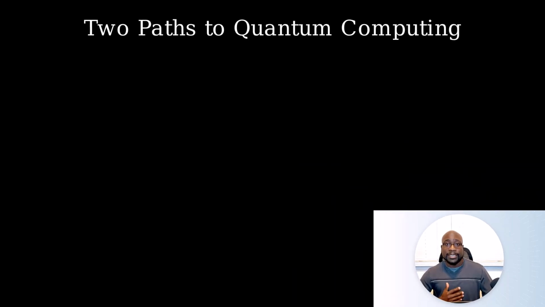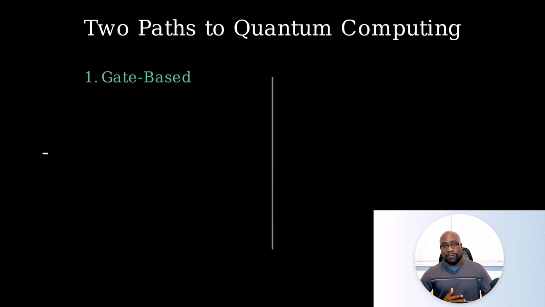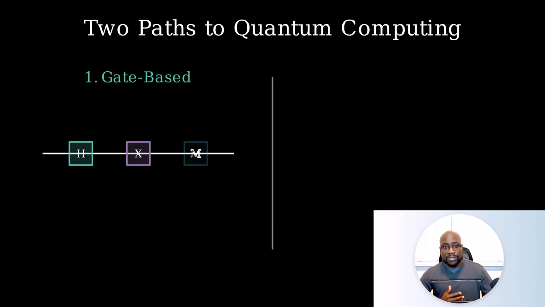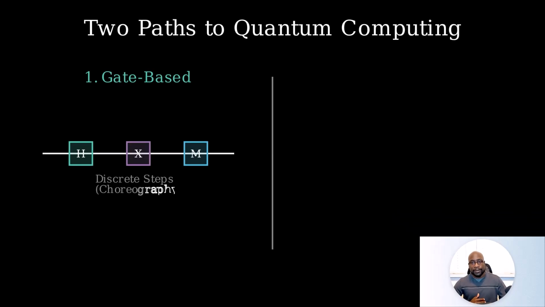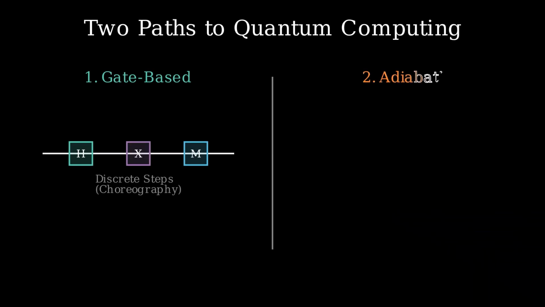There are two fundamentally different approaches to quantum computing based on how we harness the quantum evolution. One, we have universal quantum computing, which is gate-based. This is what most people think of as quantum computing. We apply sequences of quantum gates to manipulate qubits, building up complex algorithms step by step. It's like classical computing but with quantum operations.